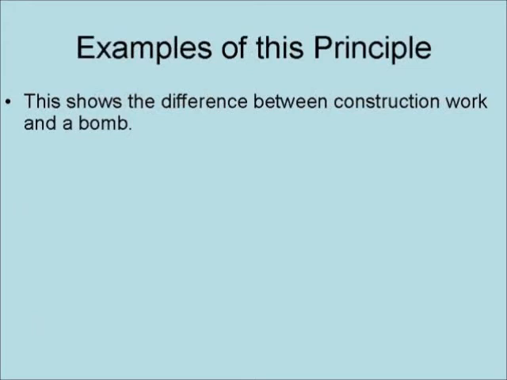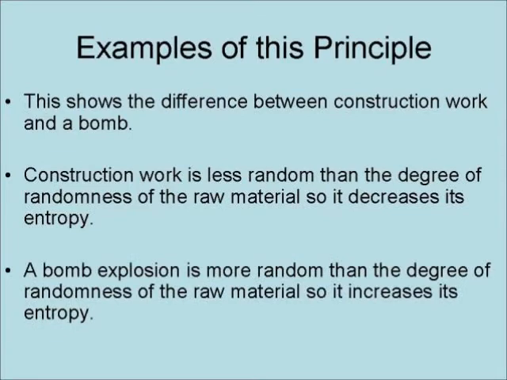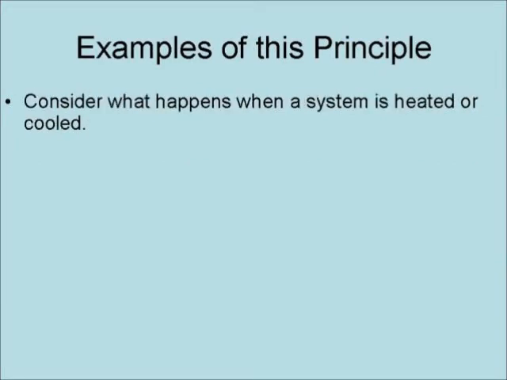As an example of this principle, it shows the difference between construction work and a bomb. In that, construction work is less random than the degree of randomness of the raw material, so it decreases its entropy. And a bomb explosion is more random than the degree of randomness of the raw material, so it increases its entropy.